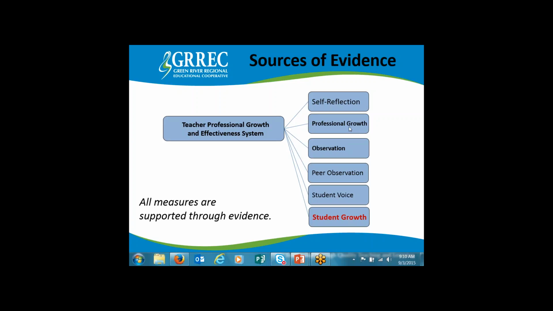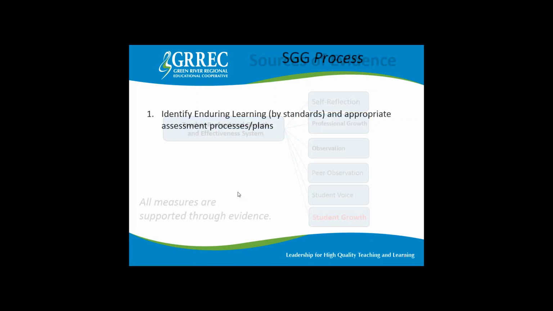And what I was saying was just to remember that teachers understand that student growth is one of the sources of evidence for the teacher effectiveness system. Okay, so let's think a little bit about the student growth goal process. First, the teacher must identify the enduring learning by standards for the grade level and subject area they teach. Once that is identified, they have to determine what assessment processes and plans need to be in place to measure this.